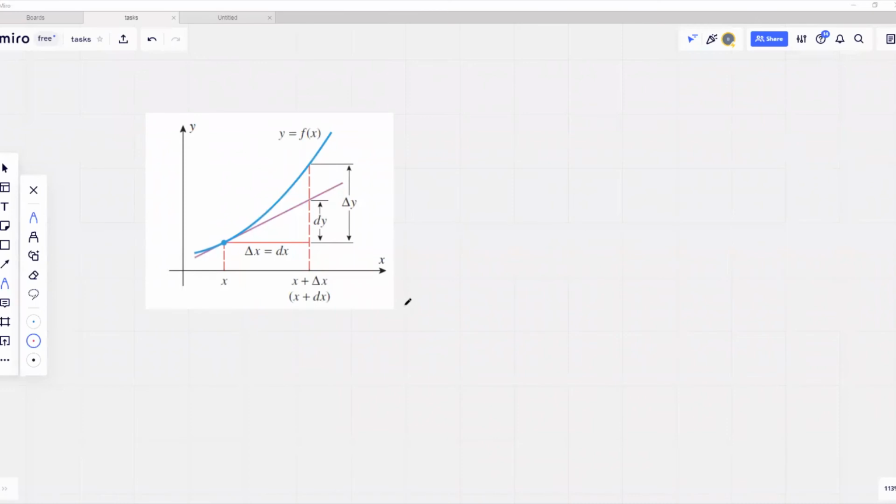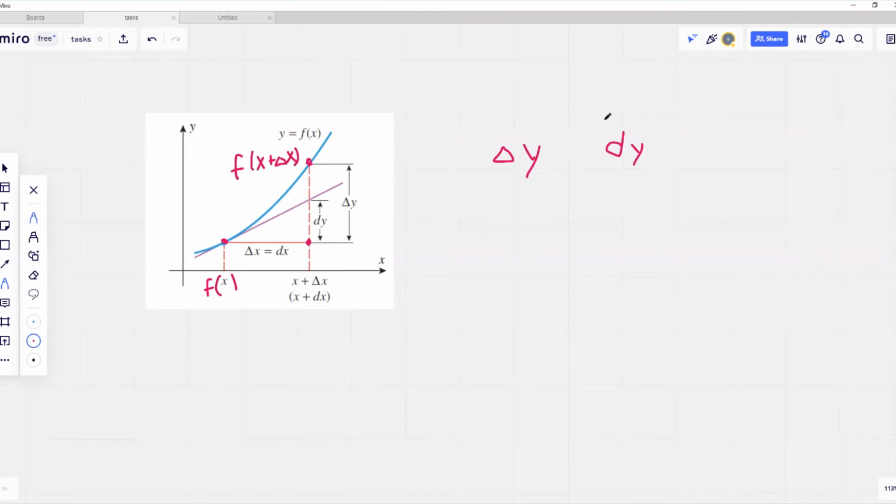Now, it is important to make a distinction between delta y and dy. Let's take a look at the following graph. Delta y represents a change in y when we travel delta x distance along our curve of f of x. So delta y is a change between the values of y at an arbitrary point f at x, and at the point f at x plus delta x.